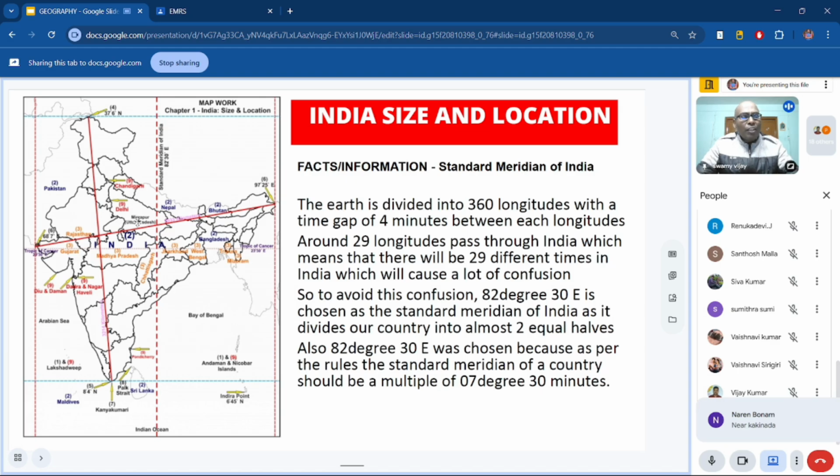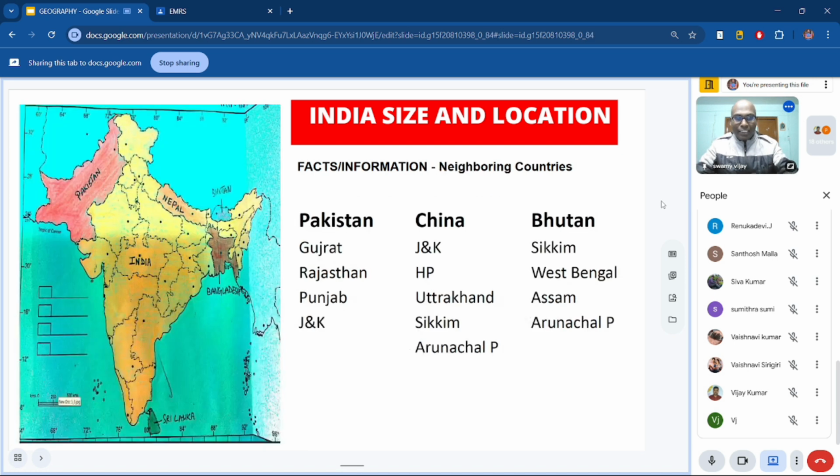No, 0 degree longitude is not in India. It is in England, London. But that is the name of a country; what is the name of the place through which the 0 degree longitude passes? Zero degree longitude passes through a place, Greenwich. That is why it is called the Greenwich Meridian.